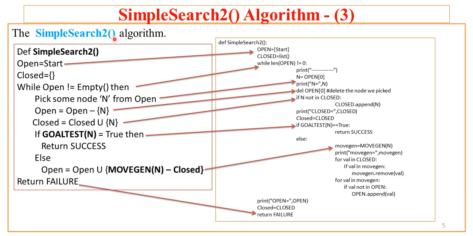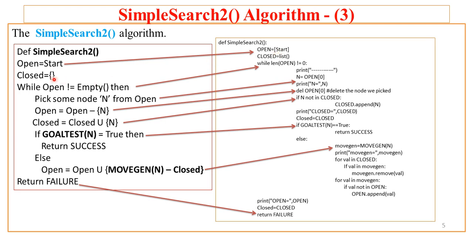Here the simple search algorithm is implemented. Now the simple search algorithm has two local lists, open and closed. So open is initialized with the start. Focus on the code where I'm pointing: open equal to start. So we take a start point, which is A in our case, and it is stored in the open list. That's why the square brackets are appearing around the start.